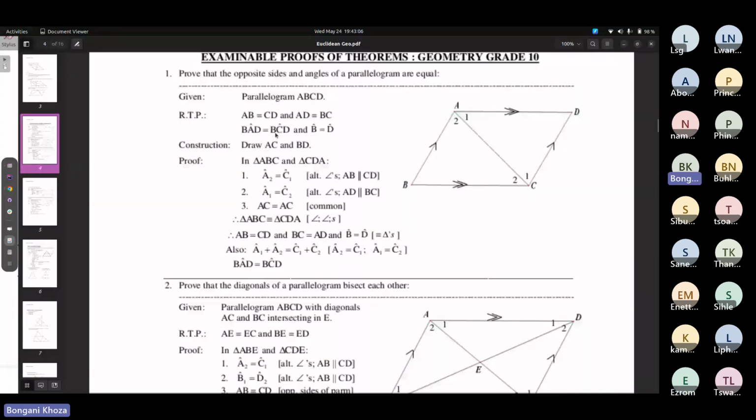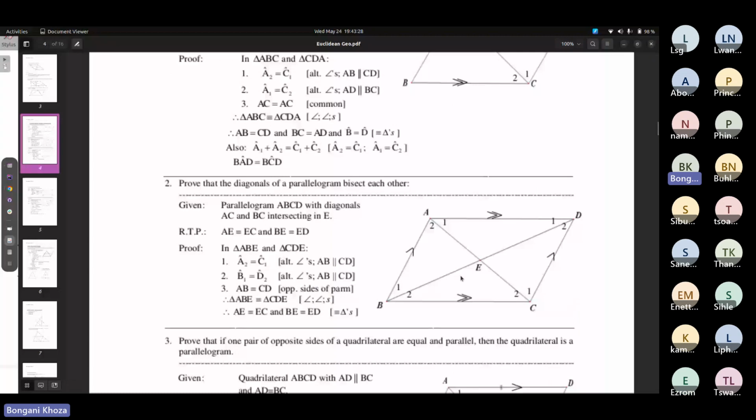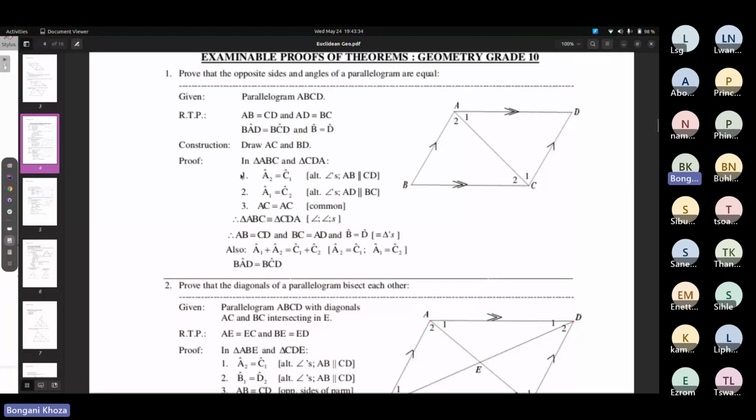So the construction part: you're able to construct or add your own lines as long as they'll be helpful. So we constructed a line, AC, and also they drew BD. They didn't show it over here. So this is BD, but they're supposed to draw it over here. And then in triangle ABC, this triangle over here, and triangle CDA, that triangle, you try to prove that those two are congruent.